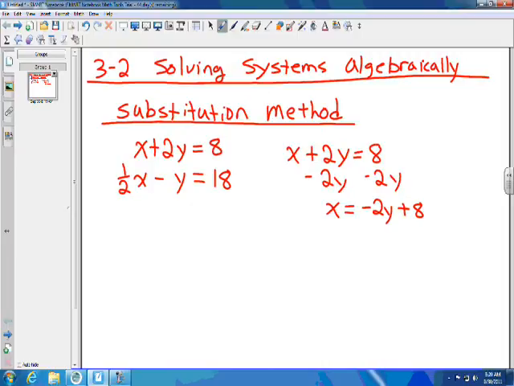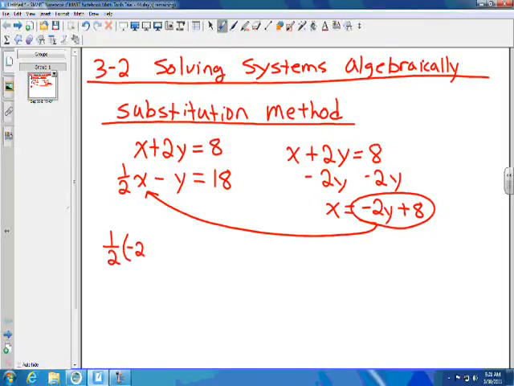After you've done that, since you've solved for x, this is what equals x, you're going to plug that into the other equation for x. That's the substitution part. So you're going to substitute this right in there into the other equation. So in doing that, we have 1/2 times (-2y plus 8), and then minus y equals 18. So we substituted that value in for the x.